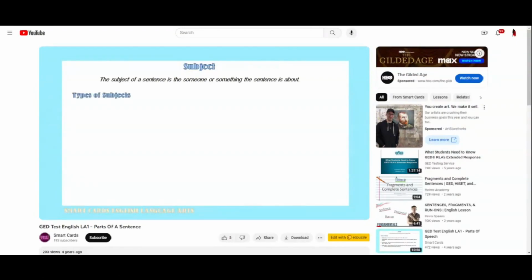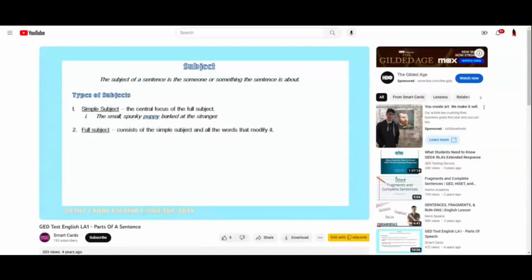Here are the types of subjects. We have a simple subject, which is the central focus of the full subject. For example, the small, spunky puppy barked at the stranger. Puppy would be the simple subject of the sentence. Then we also have the full subject. This consists of the simple subject and all the words that modify it. For example, the small, spunky puppy barked at the stranger. Small, spunky puppy is the full subject of the sentence.